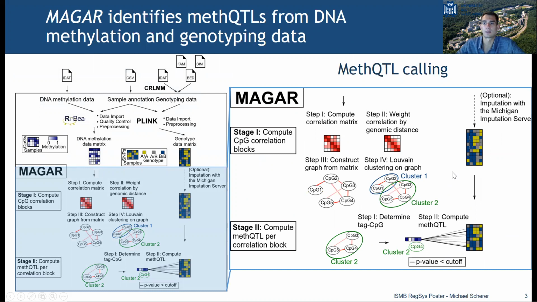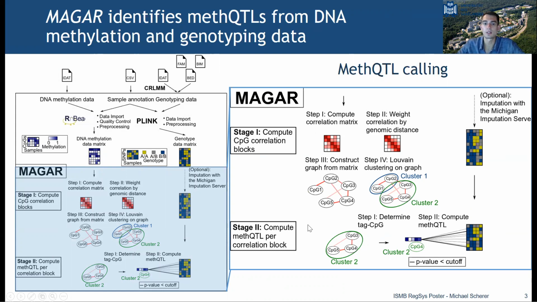And this is again a two-stage approach. First, we leverage the properties of DNA methylation data, that neighboring CpGs are typically very highly correlated. This is why we can group them together in so-called CpG correlation blocks. That's what we do in stage 1 by first computing a correlation matrix, then weighting these correlations according to the genomic distance, and employing Louvain clustering to identify the CpG correlation blocks.